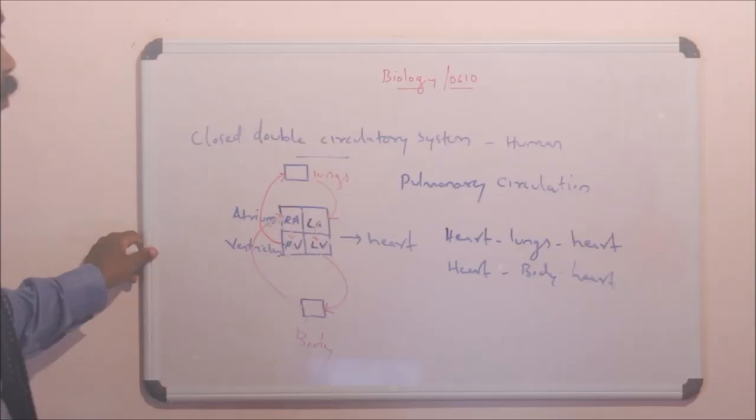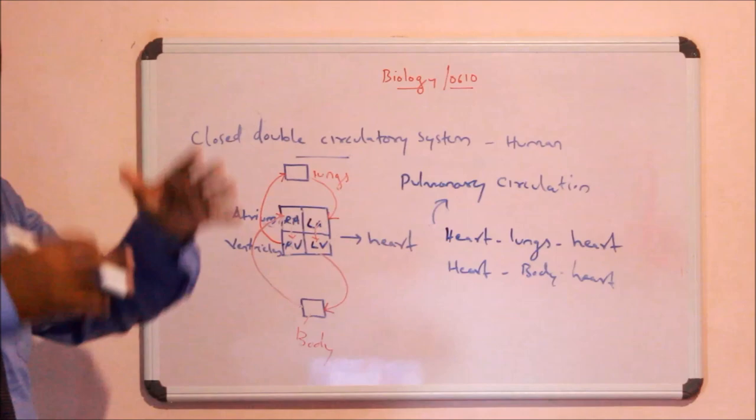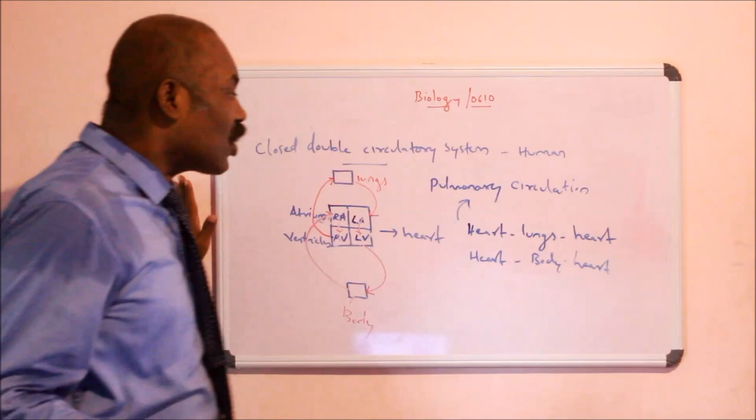So heart, lungs, heart, right? And heart, body, heart is the bigger circulation. Blood is pumped to all the cells in the body and it comes back to the heart. It's a bigger circulation. This bigger circulation we call the systemic circulation.